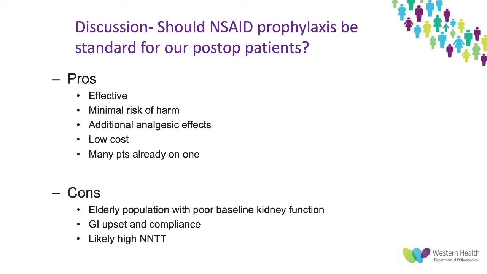But the cons are that our elderly population particularly usually have poor baseline kidney function, and this can tip them into having an AKI. There's an associated risk of GI upset and poor compliance, and there's likely also a very high number needed to treat.